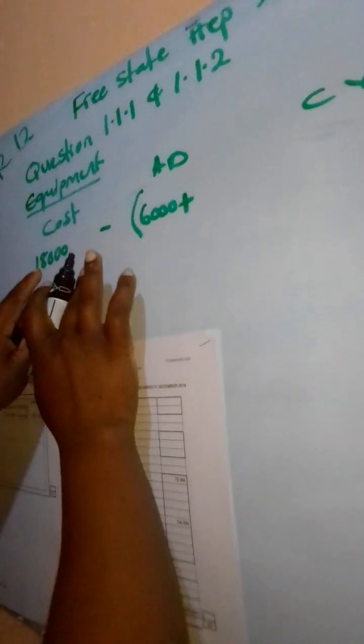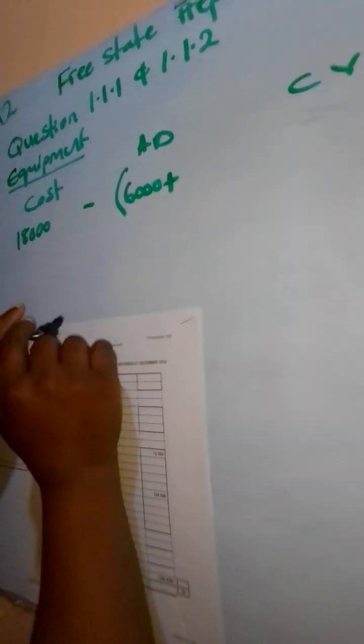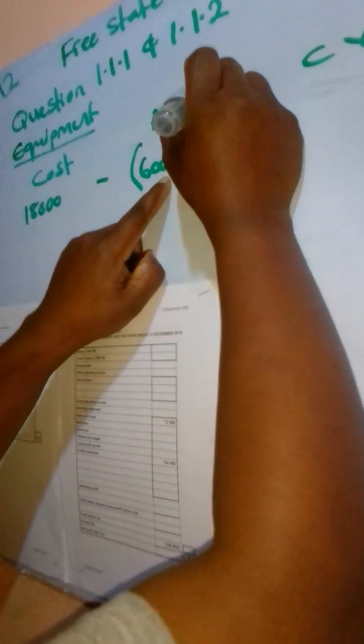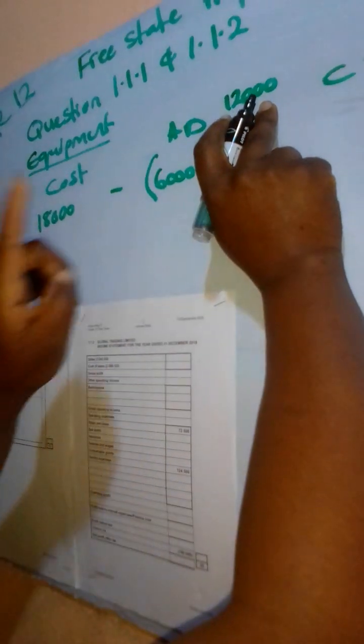So which method is actually being used by this business? If they are calculating depreciation on the carrying value, it means they are using the diminishing balance method. They even mentioned the diminishing balance method. So in order for us to calculate the depreciation now, if we check here, the cost for this equipment that was sold is 18,000. If we say 18,000 minus 6,000 here, we are going to remain with 12,000. 12,000 is the carrying value of the asset that was sold.